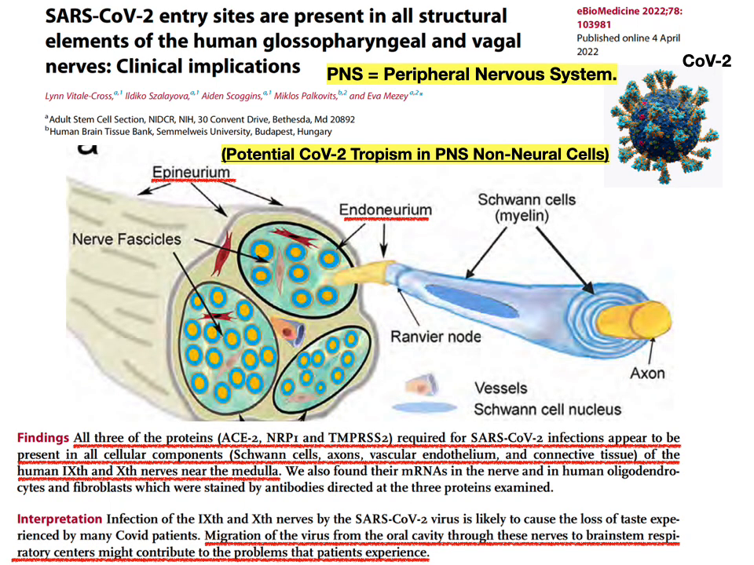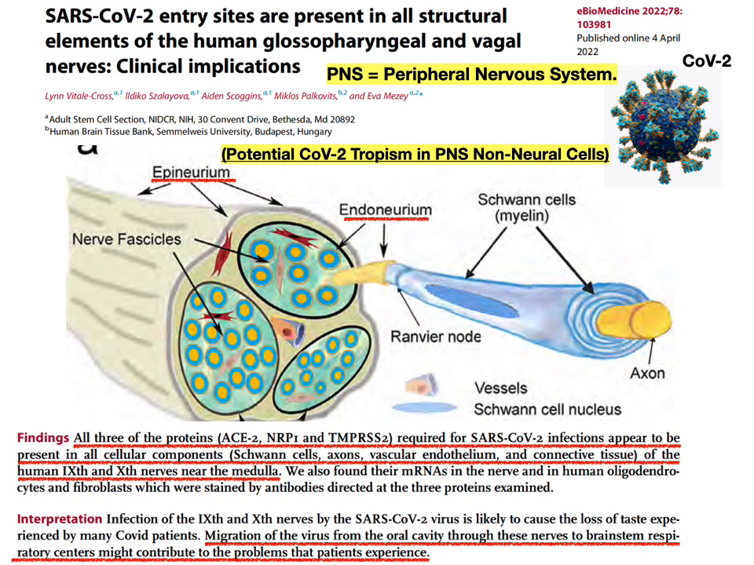The 9th cranial nerve is the glossopharyngeal nerve. The 10th cranial nerve is the vagus nerve. We also found mRNAs for these proteins in the nerve and in human oligodendrocytes and fibroblasts, which were stained by antibodies directed at all three proteins examined.